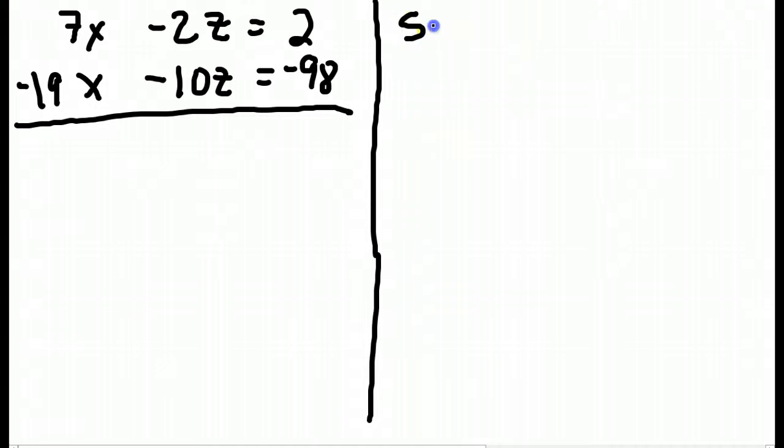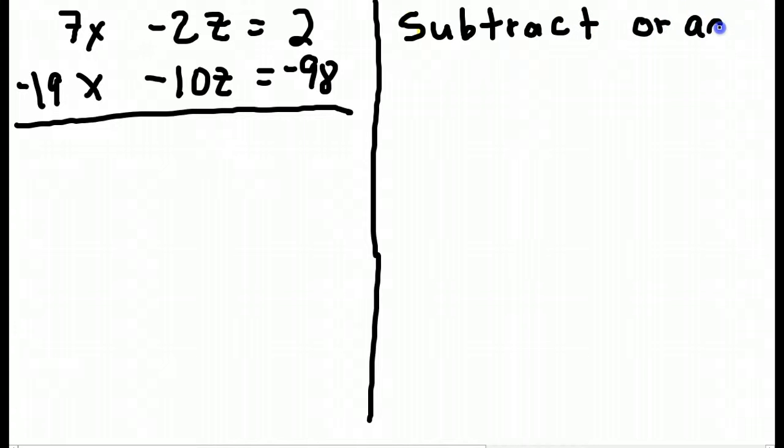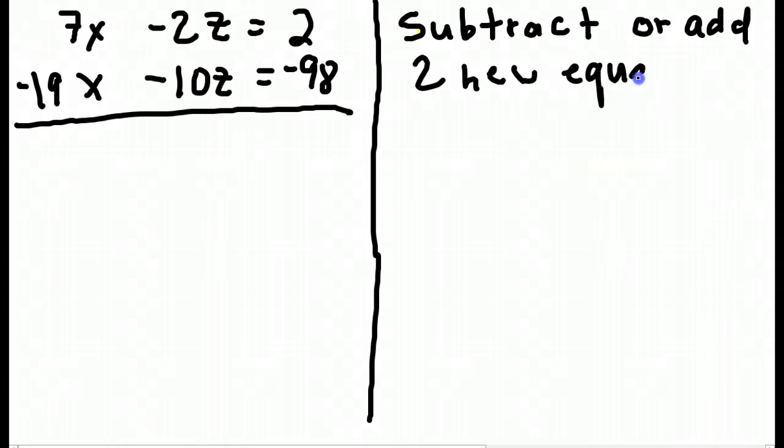Negative 19x minus 10z equals 98. We left the y's out because both equations dropped the y, so we don't really need that placeholder. So we need to subtract or add the two new equations to eliminate one of the variables.